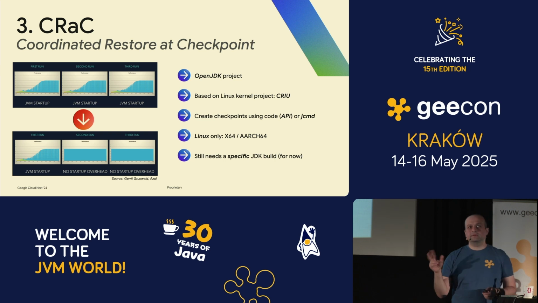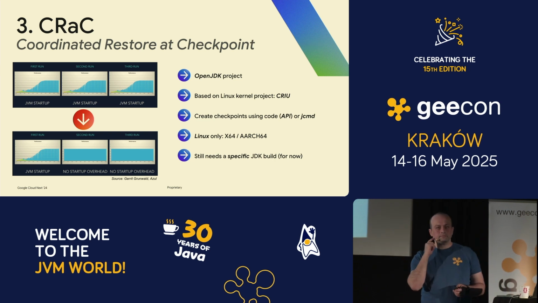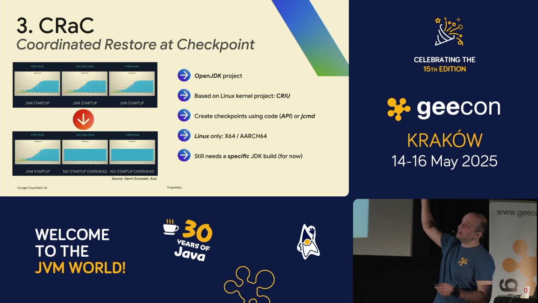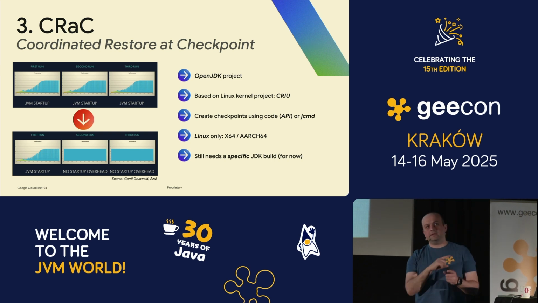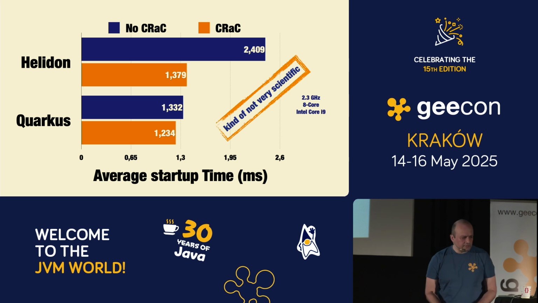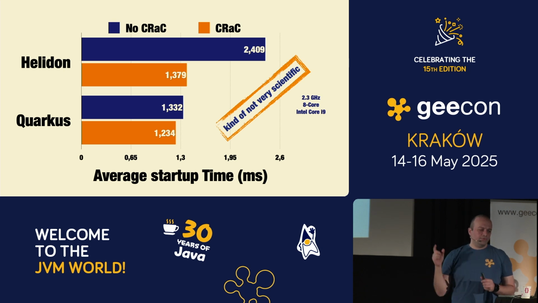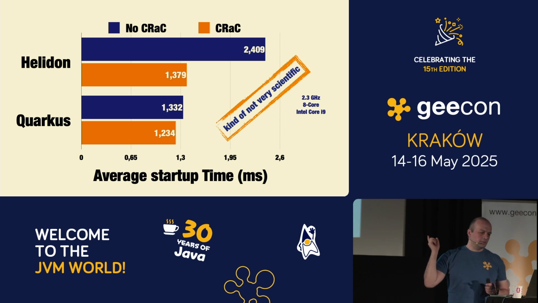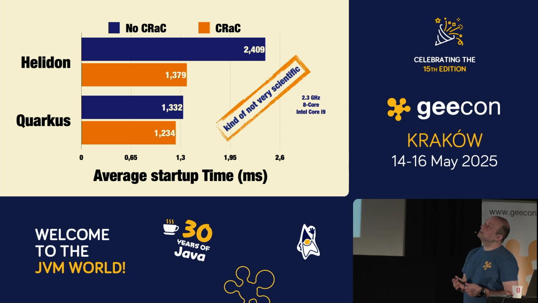And obviously, since it's a Linux thing, it only works on Linux, both of them. They're very similar stack-wise, but this one has both an API and a command line tool, while the other one has just one of them. But it's very similar. Here you can actually see both images of Helidon and Quarkus with and without CRaC.